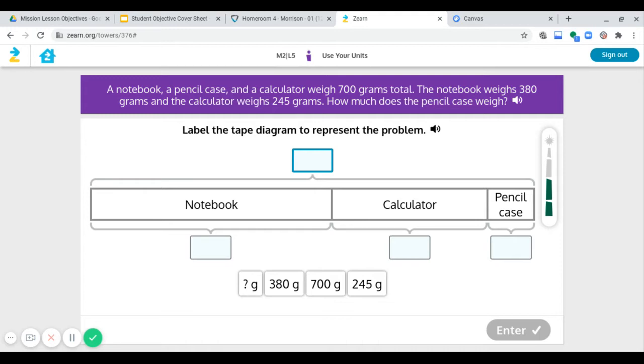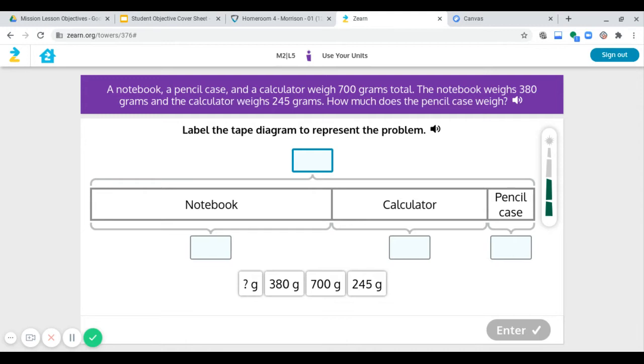So you might get a story problem like this. This is from the Tower, yours is going to be something similar. It's going to be with different numbers, though, or maybe a different scenario. But we have this tape diagram. It says a notebook, a pencil case, and a calculator weigh 700 grams. The notebook weighs 380 grams, and the calculator weighs 245 grams. How much does the pencil case weigh?